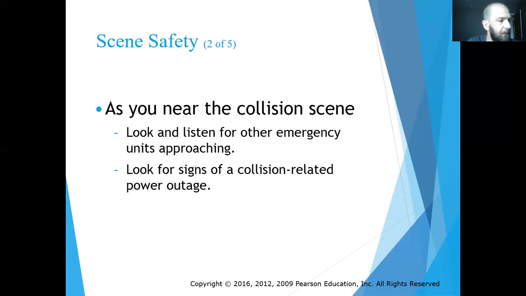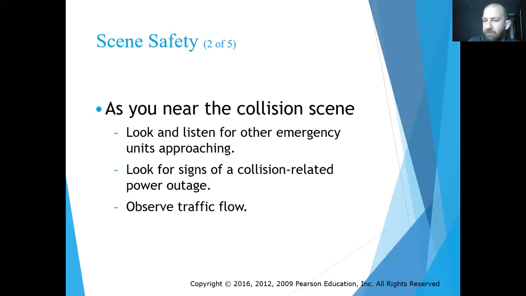We want to be looking for things like power outages. Did a car hit a telephone pole? Telephone pole goes down, power lines come down, that kind of thing. Obviously, that's a danger for us. And we might be able to tell this because maybe a block or two before, we're seeing houses or businesses that don't have power. So that might be a sign that power lines are down.